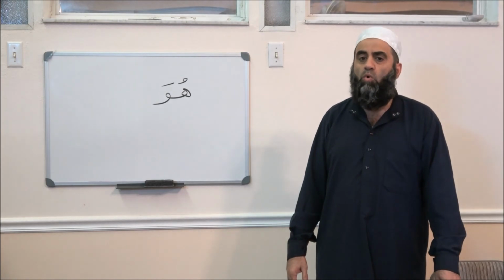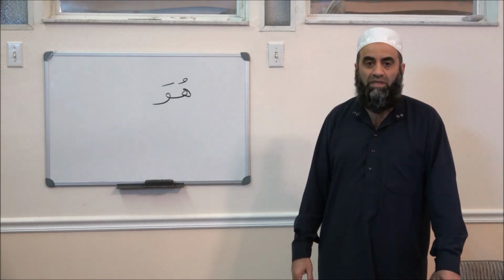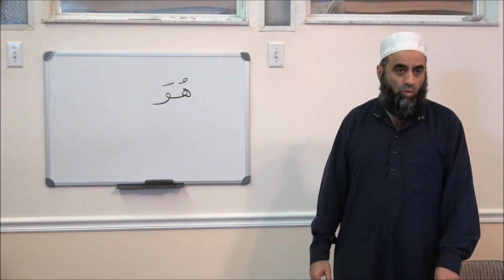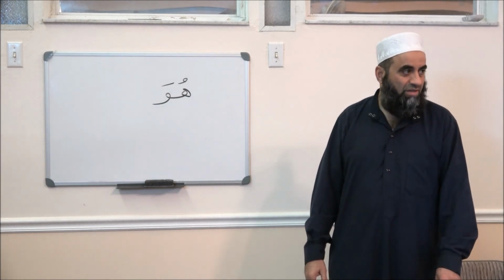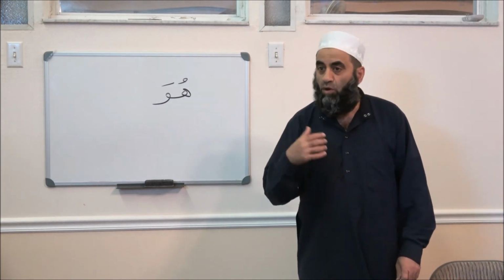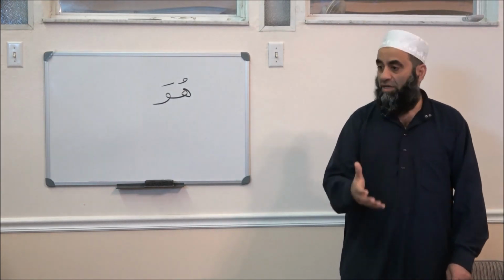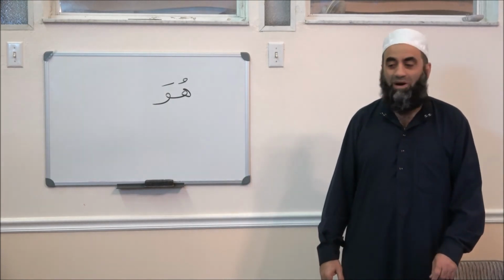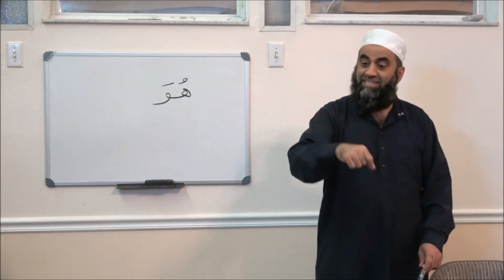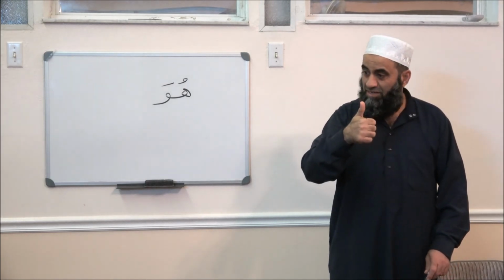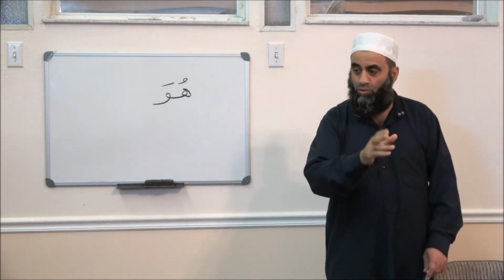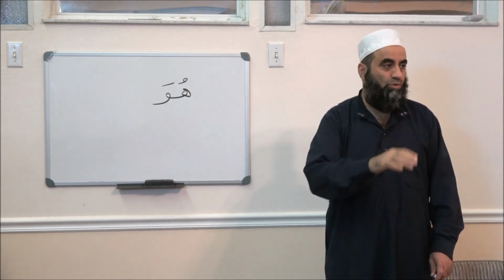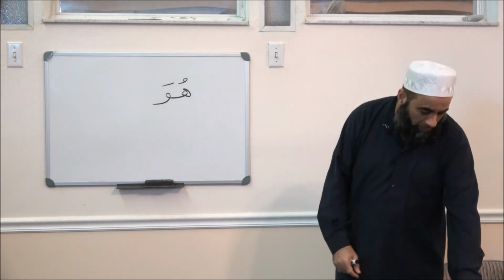For example, وَهُوَ الْعَلِيمُ الْحَكِيمُ. What does it mean? وَهُوَ الْعَلِيمُ الْحَكِيمُ. And He is the all-knowing, the all-wise. That is Allah subhanahu wa ta'ala. وَهُوَ. قُلْ هُوَ اللَّهُ أَحَدٌ. Say, He is Allah, one and only, or one and absolute, ahad. Huwa, the word huwa.